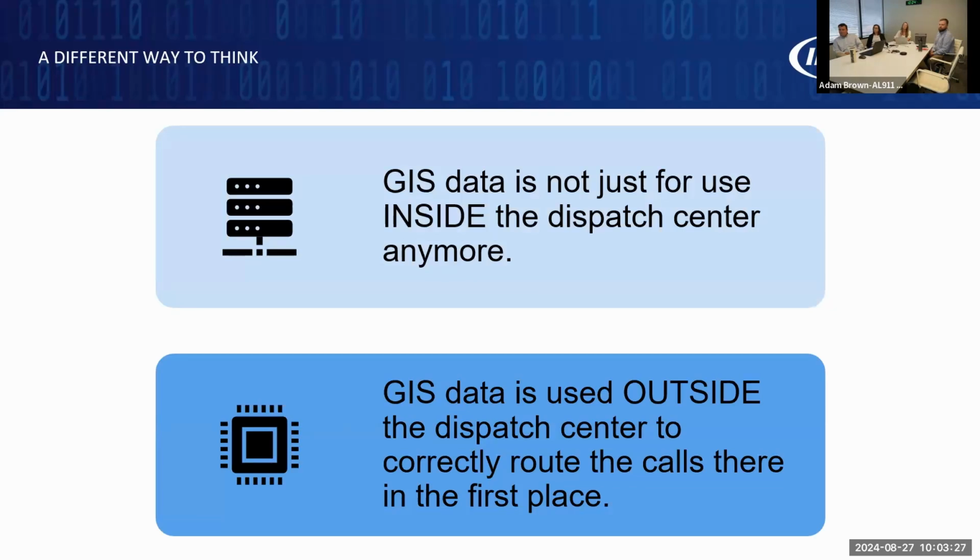Currently, how you're using it in your dispatch center is mainly for dispatch functions, other than how we are currently geo-routing with your PSAP boundary. So it puts a little more pressure on you as the GIS authority, because that data will be used outside the dispatch center to route the calls there in the first place. So it's not just in your center for dispatch, it is also for routing.